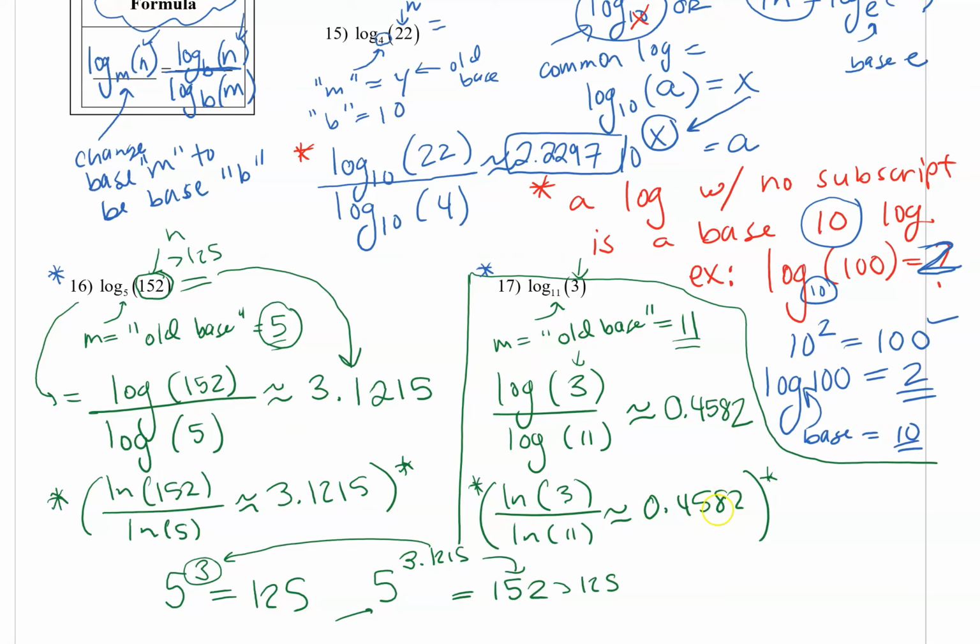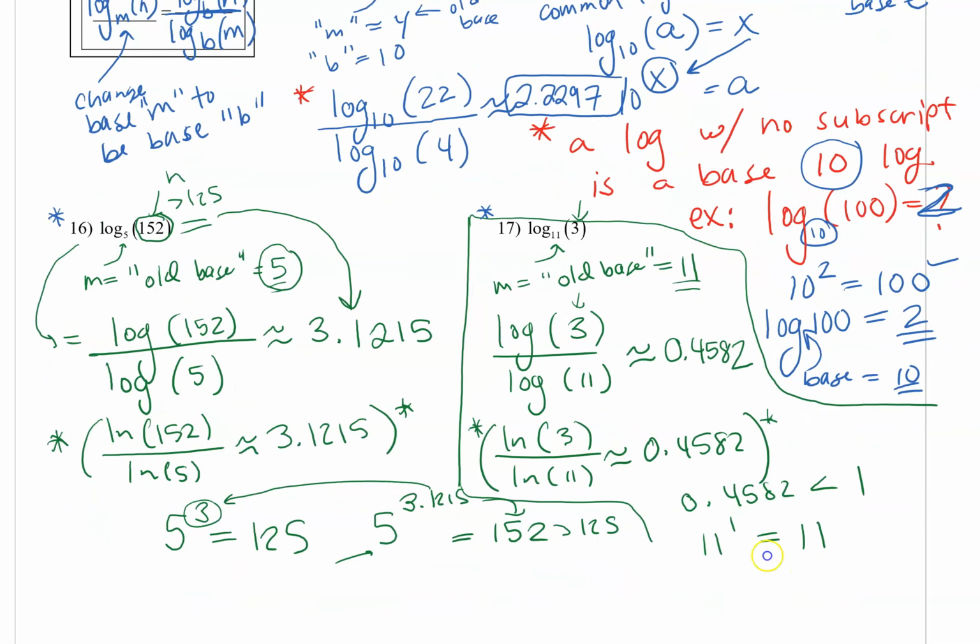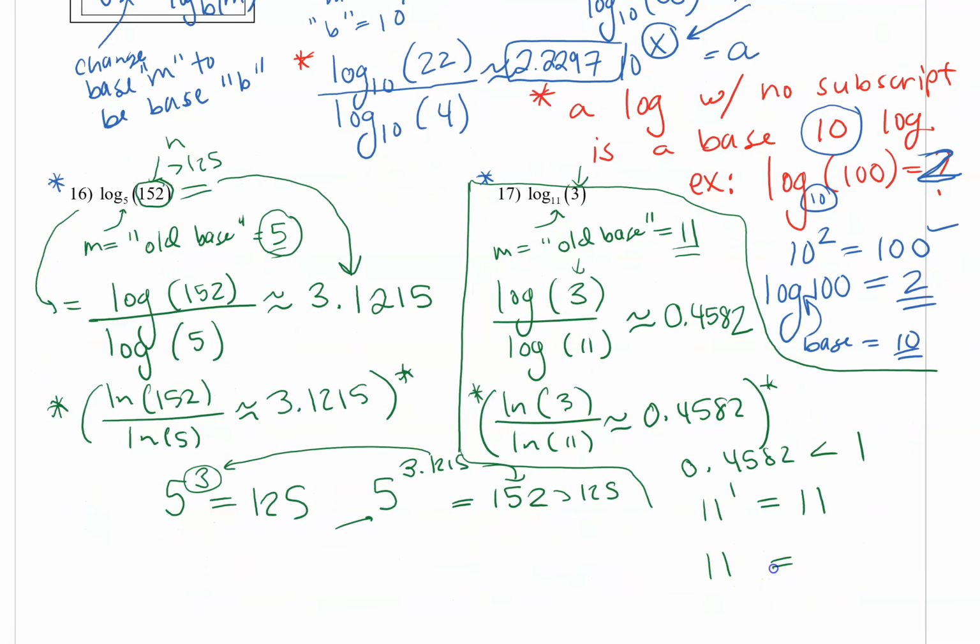So notice that this value is less than 1. So the 0.4582 is less than 1. The reason for that is because 3 is less than 11. 11 to the first power would equal 11. So if I'm trying to get it down to 3, this power here would have to be smaller than 1. So it turns out that if you raise 11 to the 0.4582 power, it'll be approximately 3.